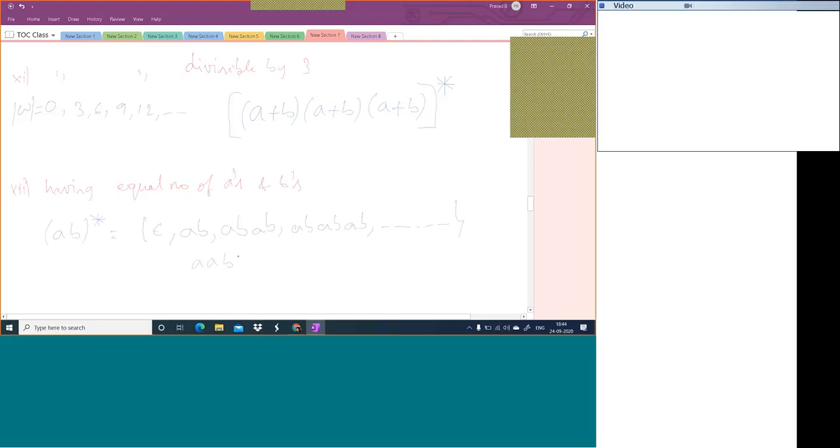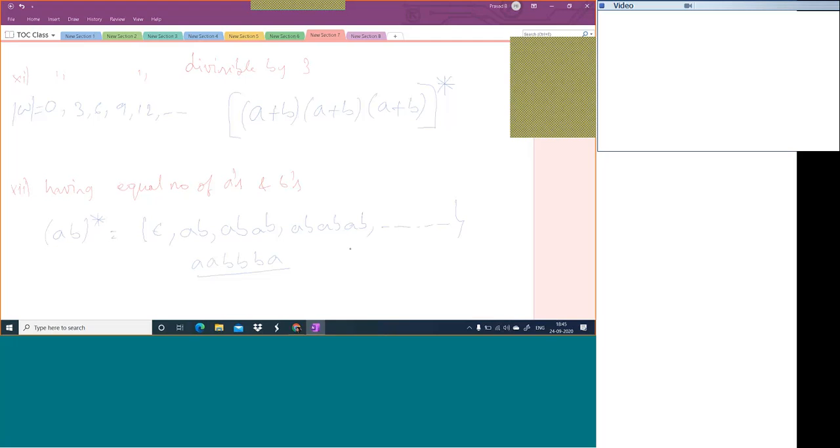Example, I want this string. How do you get it? Or I want this string. How do you get it, which has equal number of A's and B's? You understand? So, impossible. You don't get this string. A square B cube A. Here 3 A's and 3 B's. So, your expression will give equal number of A's and B's, no doubt. But your expression doesn't give all the strings of equal number of A's and B's.